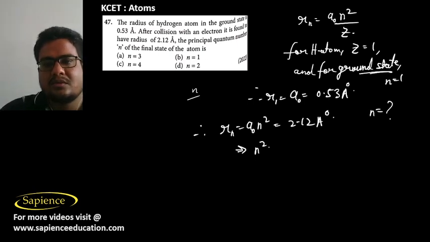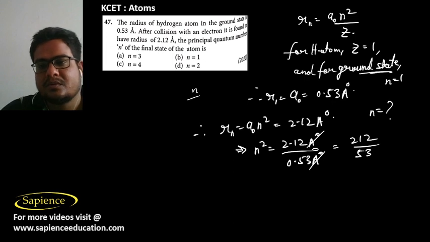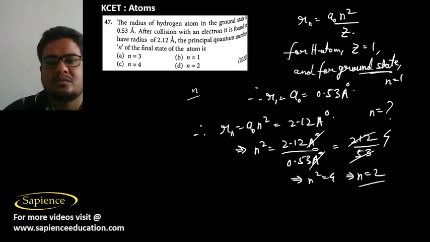So therefore n square will be equal to 2.12 angstrom divided by a0, which is 0.53 angstrom. So angstrom and angstrom will get cancelled. So this is 212 by 53, so this is equal to 4. So n square is equal to 4, so n is equal to 2. So option D is the correct answer.